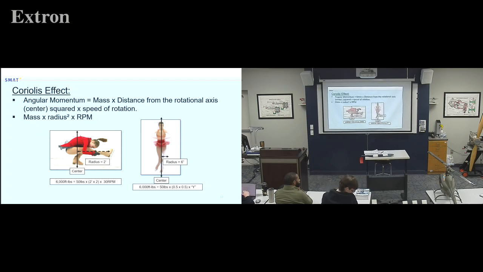How many revolutions per minute do we need now? What's the radius? Radius, 6 inches, so it's half a foot, because we're doing it in foot-pounds. Okay, anybody solve for it? 480. So 480 RPM. So do you see a difference?